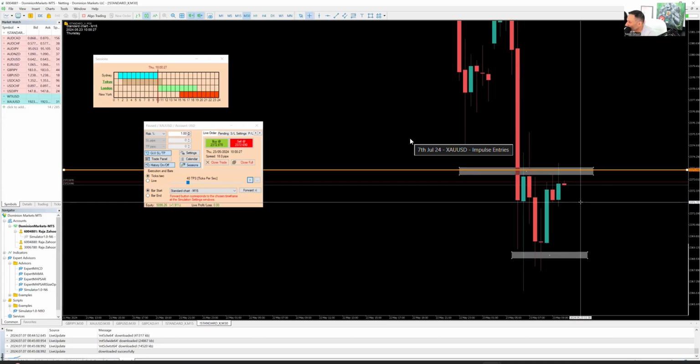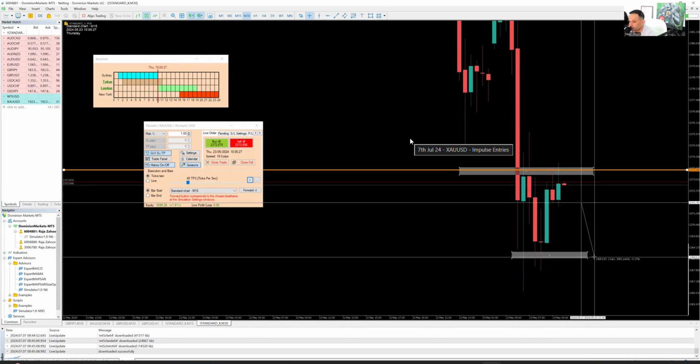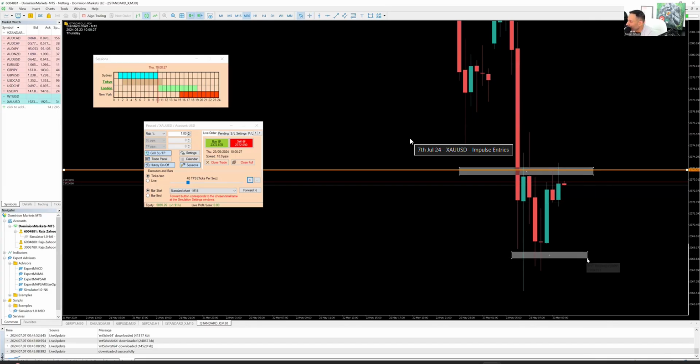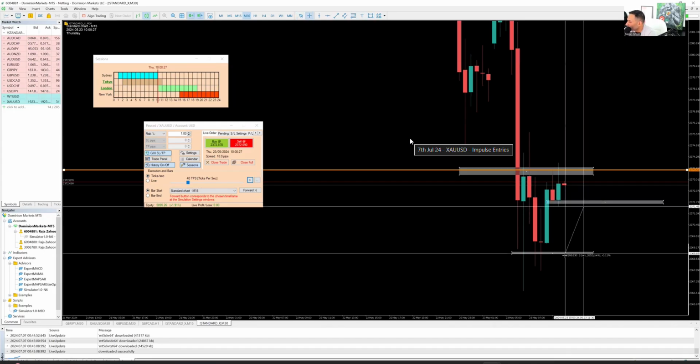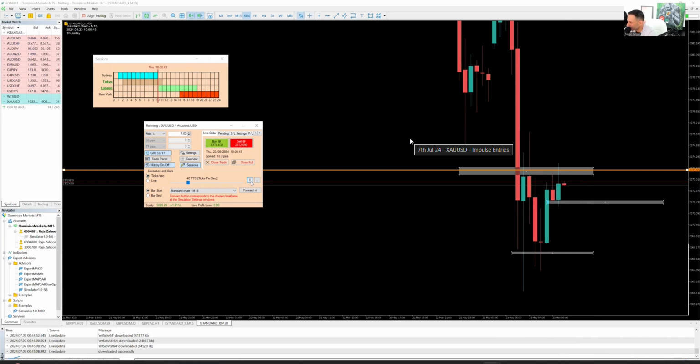We're just creating this minor support in this 30 pip range. That's all we're doing here. We're creating that minor support right over here in this 26, 29 pip range. We'll see if we can get like 10, 12 pips out of it. Yeah, I think that's going to be better.